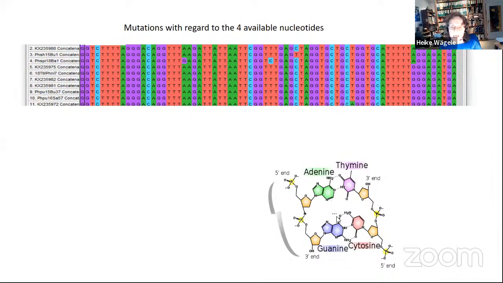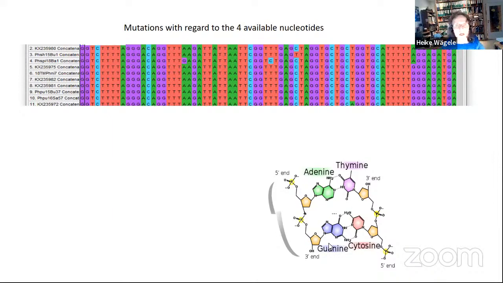And I said already that adenine and guanine can be exchanged more easily because of these similar constructions here, and thymine and cytosine can more easily exchange and mutate. So we have to consider now the mutations with regard to these 4 available nucleotides, because it's not only happening that adenine changes to guanine. It can also be that thymine and guanine are exchanging.